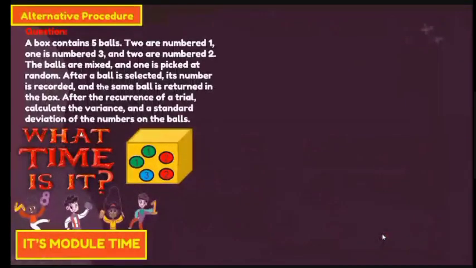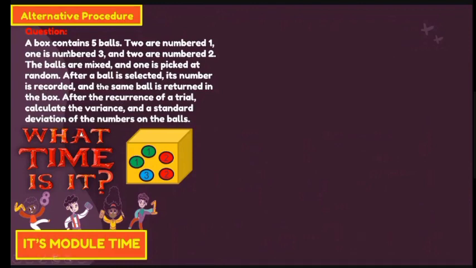Next natin, example number 3. By the way, yung example number 3 natin is just an alternative way or procedure on how to get variance and standard deviation. Itong part na to, consider nyo yung last video ko, yung in-upload ko na prior to this video.